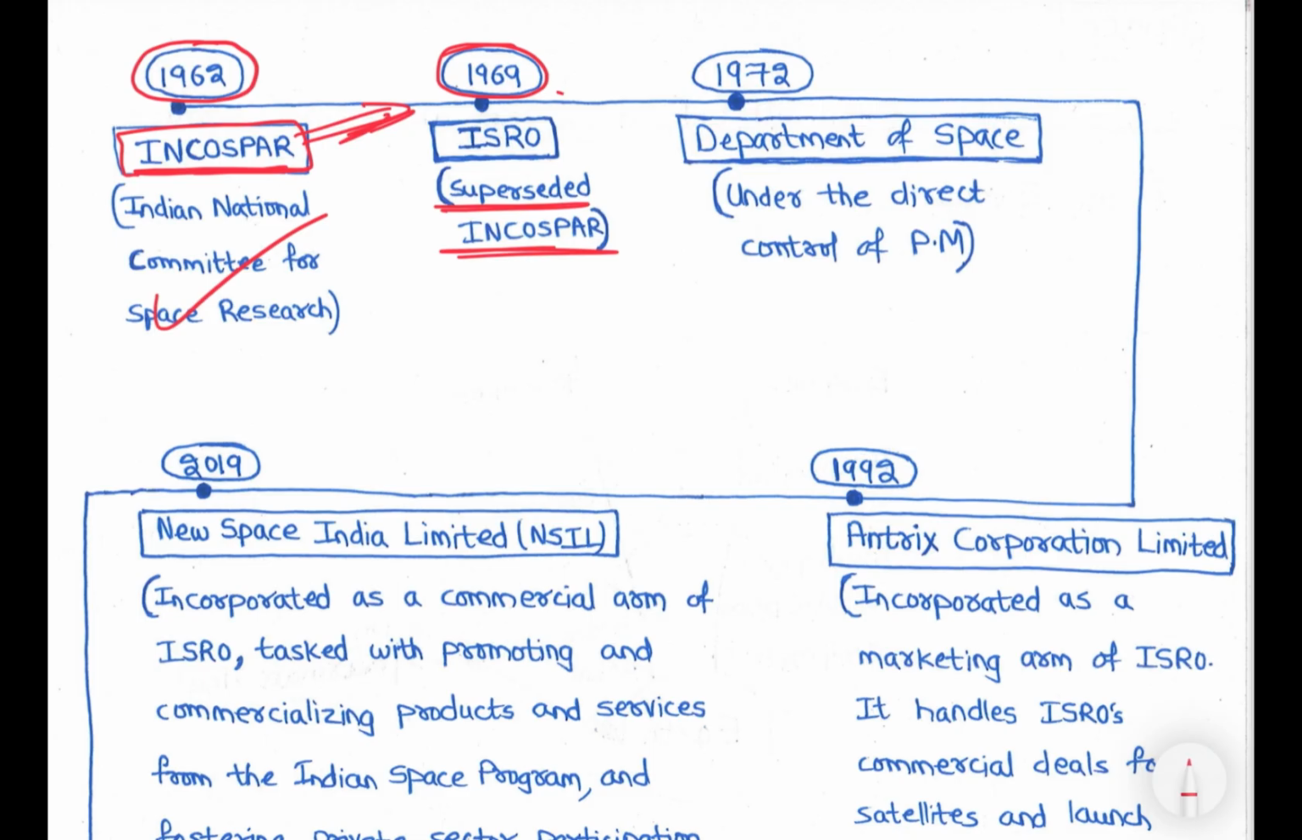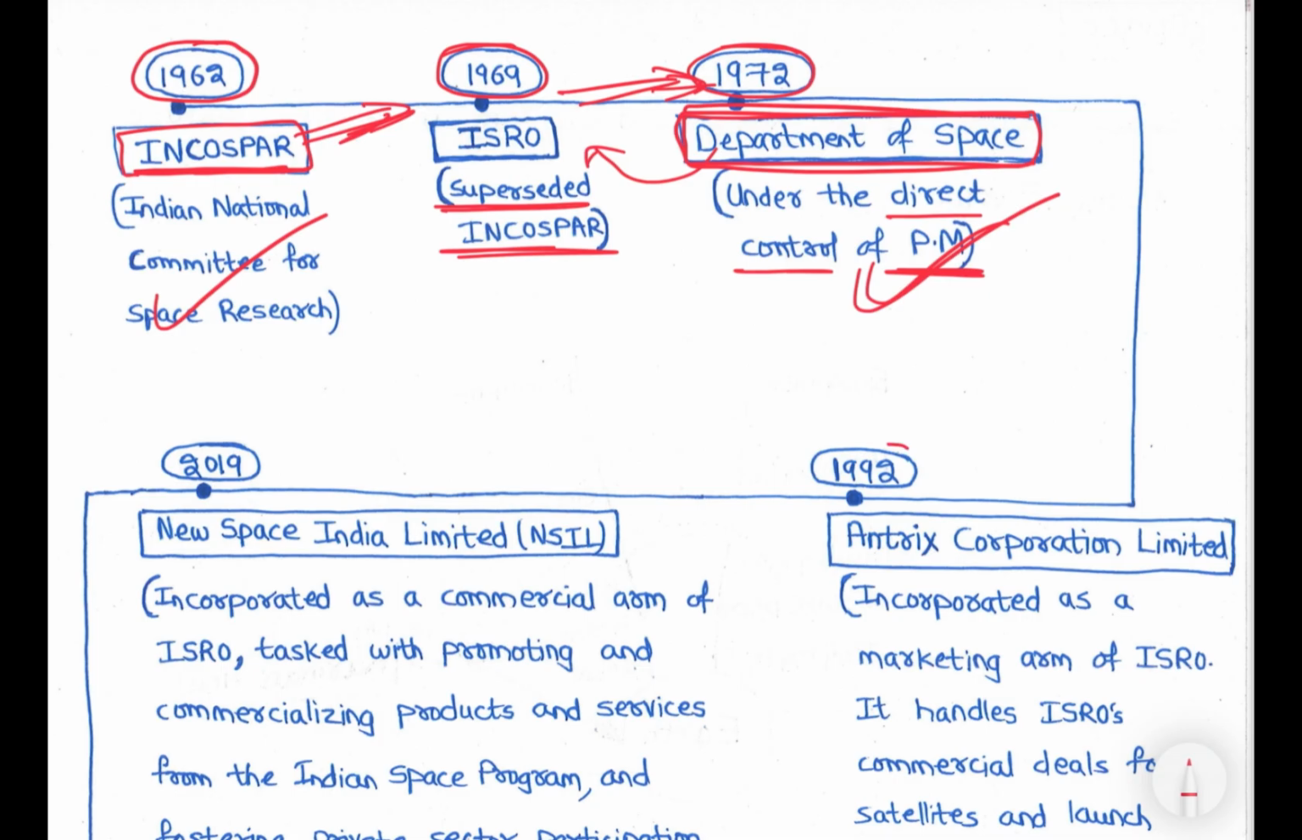Then in 1972, the Department of Space was formed under the Government of India. Under a ministry there are many departments; the Department of Space is formed and it is under the direct control of the Prime Minister of India. ISRO also started functioning under the Department of Space, as an autonomous institution. That we will also be studying. So in 1972, the Department of Space is formed, under direct control of the Prime Minister.